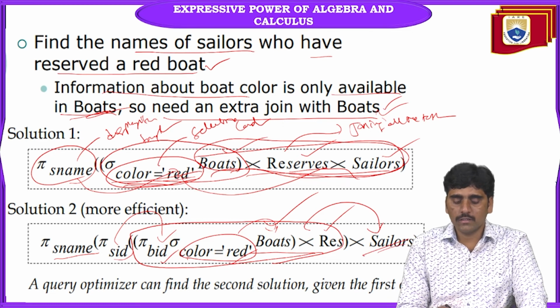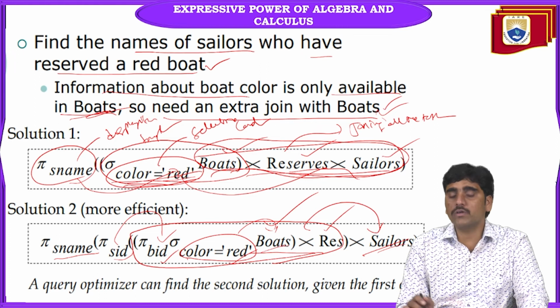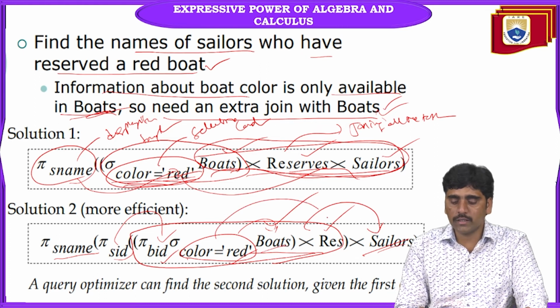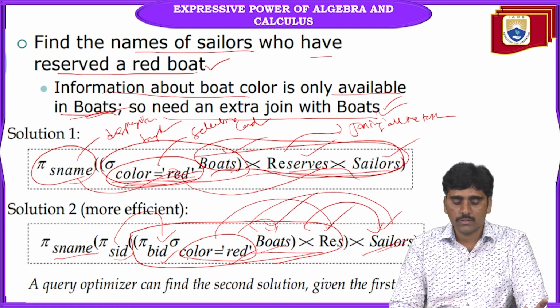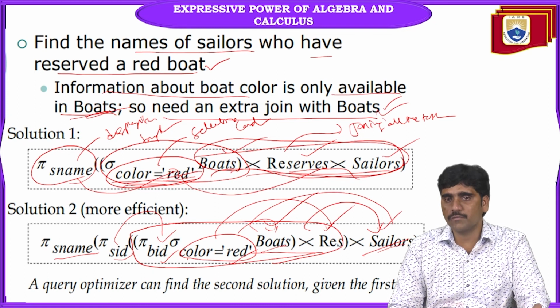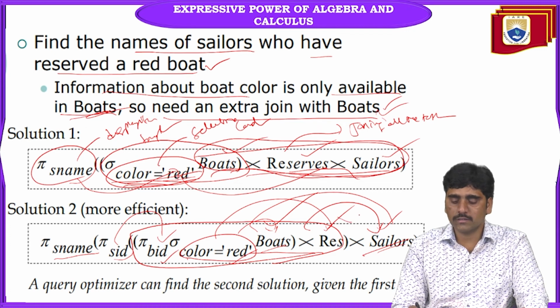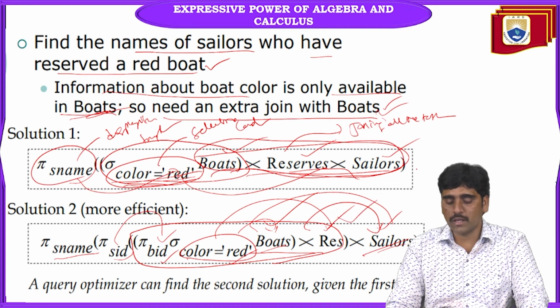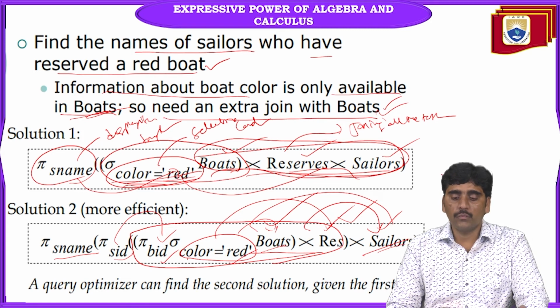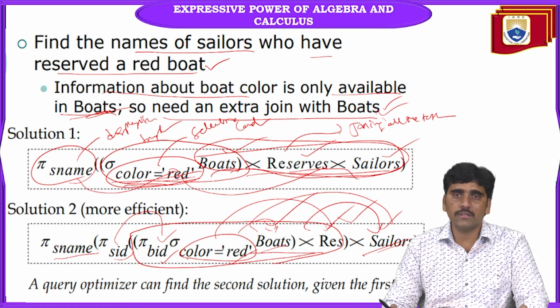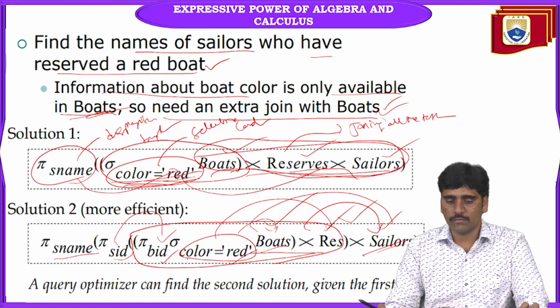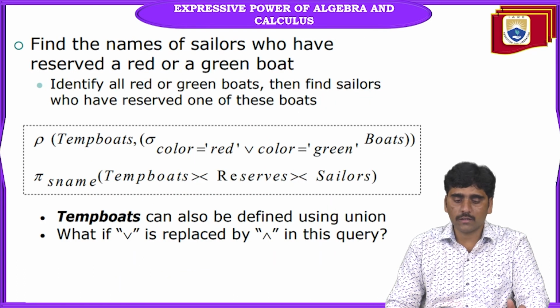So the boats table, with boat ID and boat color, is joined with the reserves table as well as the sailors table, so that a query optimizer can find the solution, as given in the first one. This is the way we can understand the query to write unsafe queries in a non-procedural language. And we'll see another query also.